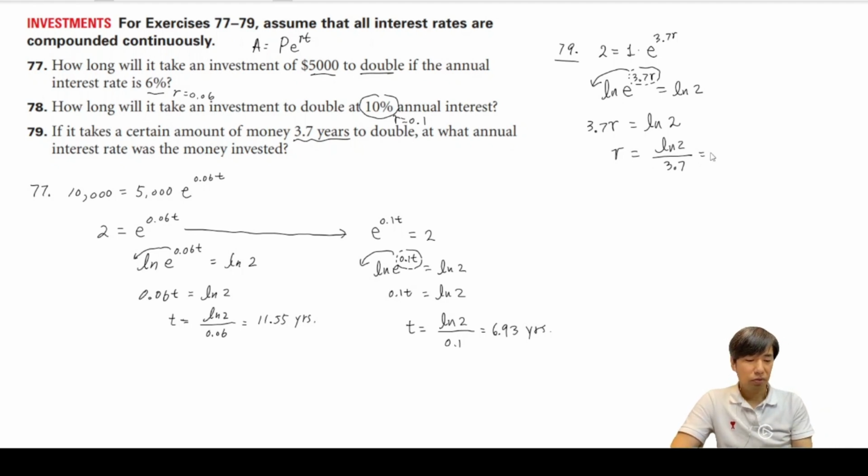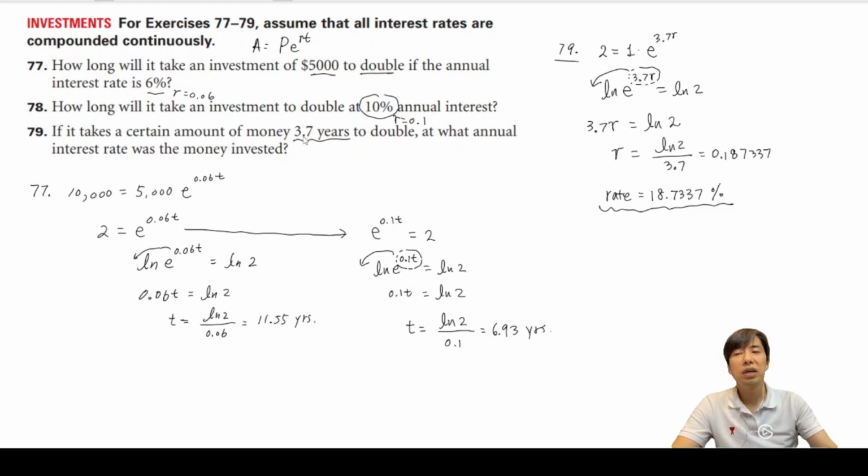Okay, so ln 2 divided by 3.7 is 0.187337 approximately. There are other numbers after this, but I'll just cut it off here. So r is 0.187337, meaning the interest rate is 18.7337%. Okay. So interest rate is higher than all of these. So doubling time is very short, 3.7 years. Okay.